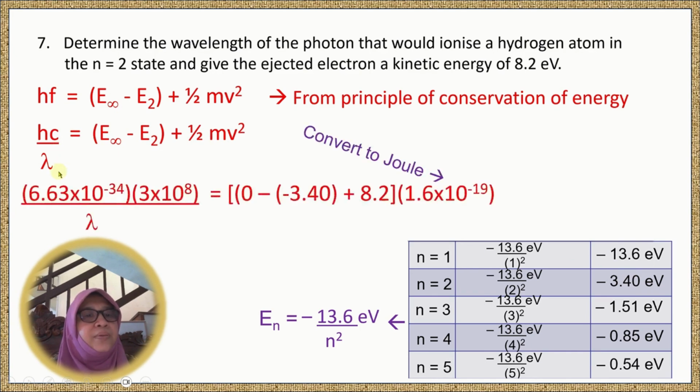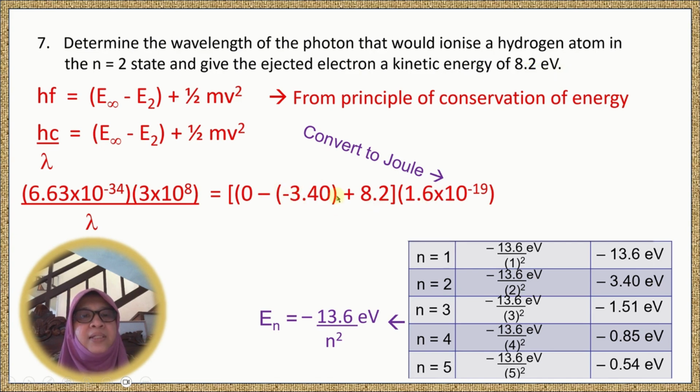Now h is the Planck constant, c is the speed of light, and the wavelength is what the question wants. The wavelength equals E infinity, 0, minus E2, negative 3.40 electron volt, and then plus the kinetic energy, which is 8.2 electron volt. So no need to use half mv squared because the kinetic energy of 8.2 electron volt is already given.